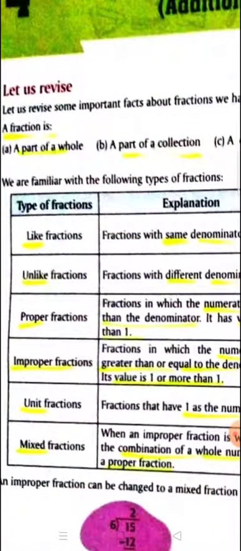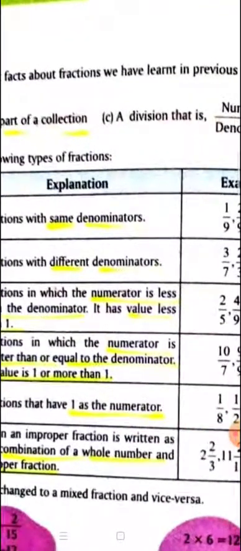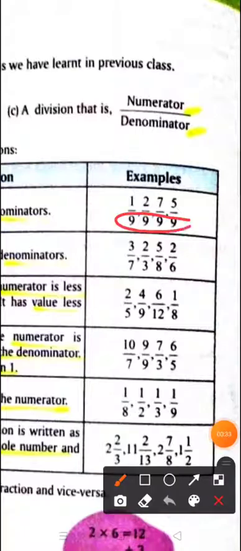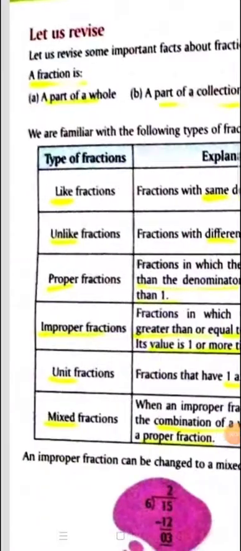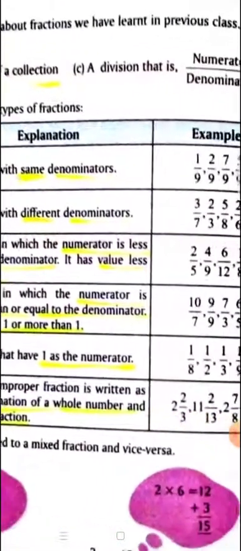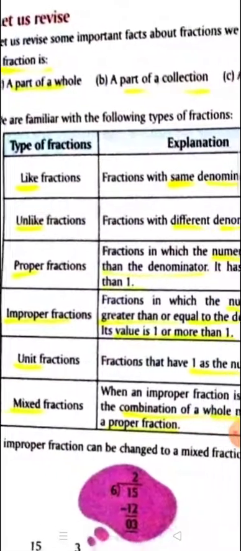Types of fractions. Like fractions are fractions having the same denominator. Here you've seen in the example, all have the same denominator, so they are like fractions. Unlike fractions have different denominators. See the example.